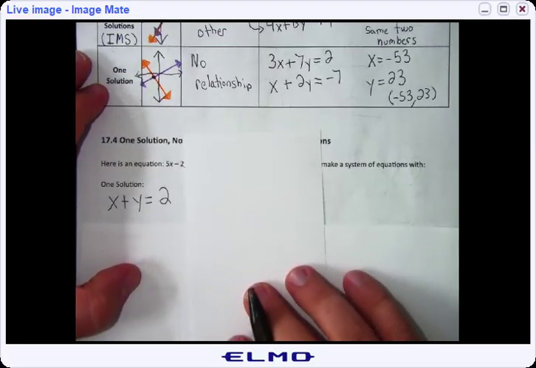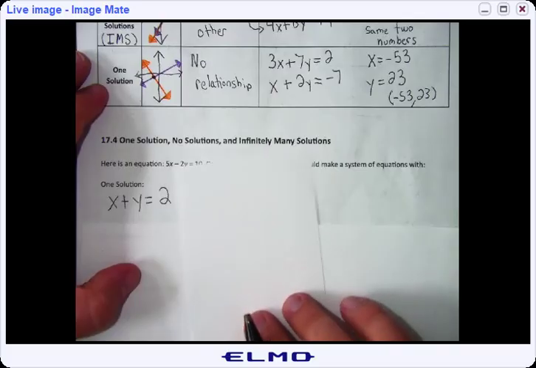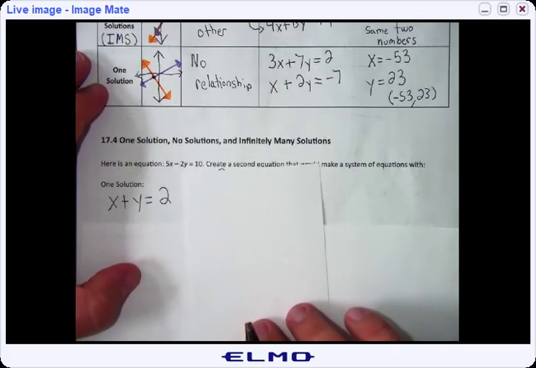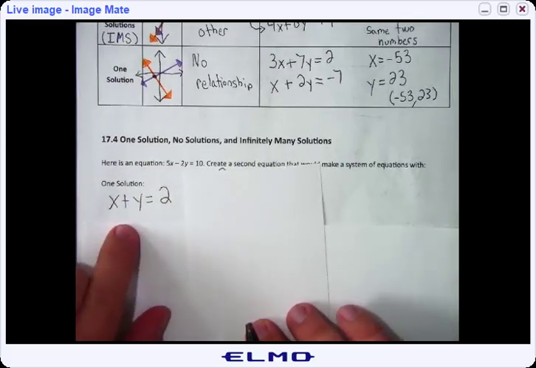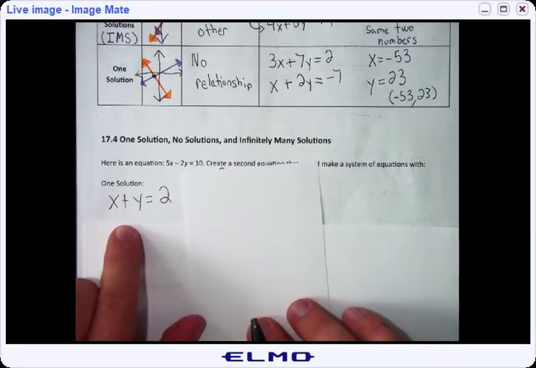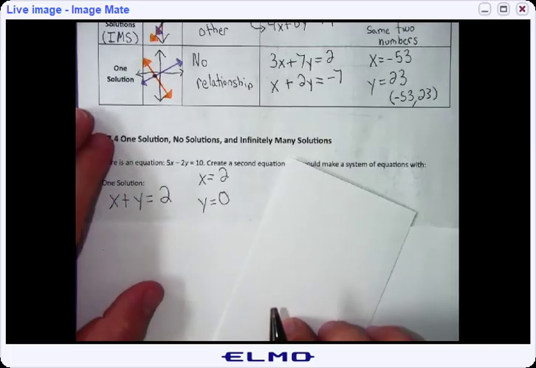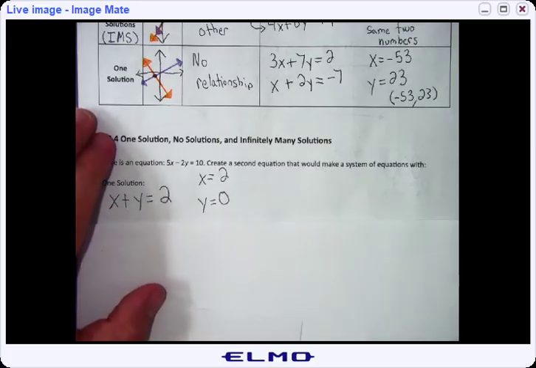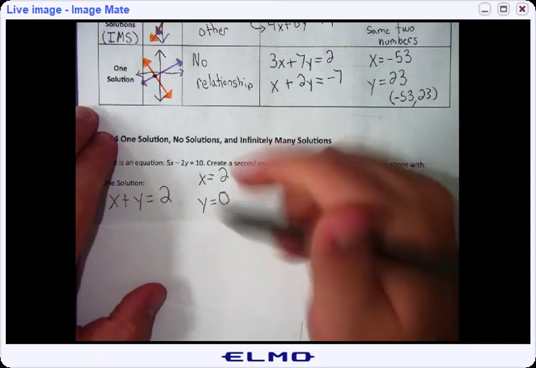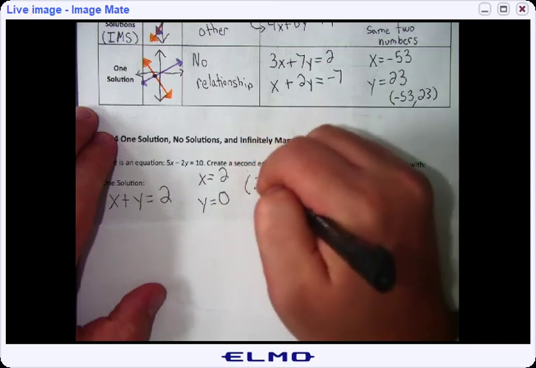Right? What I did is I graphed 5x minus 2y equals 10, and I graphed x plus y equals 2, and I saw that those two things cross each other at one spot. That one spot is x equals 2 and y equals 0. Right? They cross each other at the spot (2, 0).